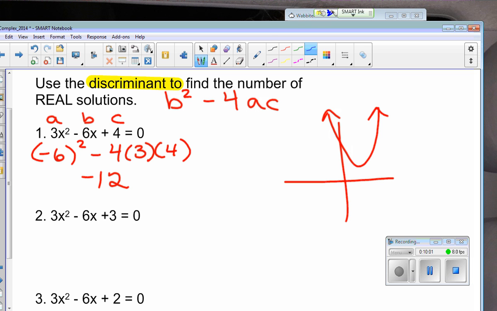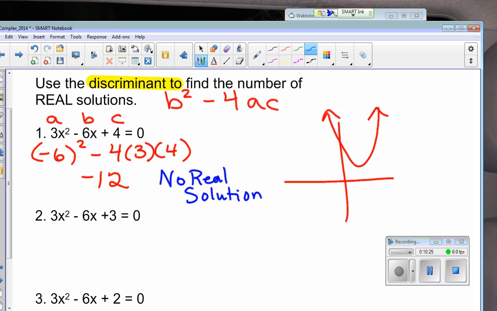So no real solutions. But guess what? It does have what we call imaginary or complex solutions. As a matter of fact, every single quadratic equation has two solutions. Every single one. They're just not always real.